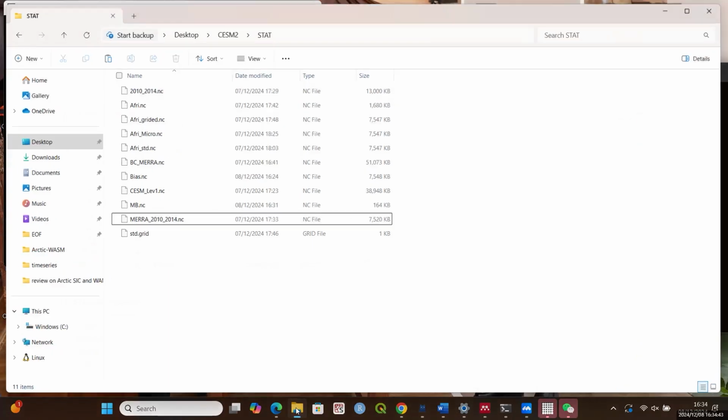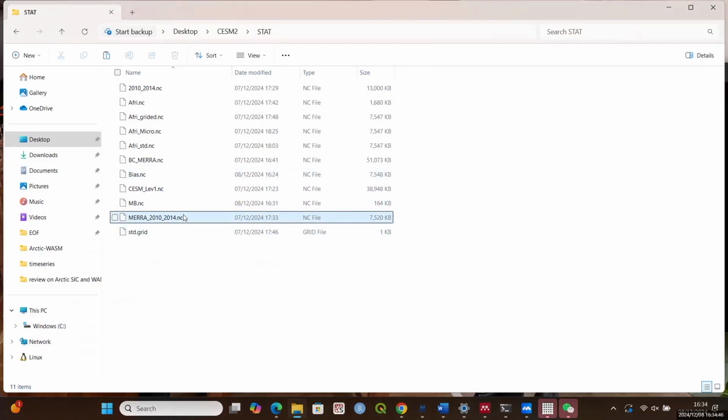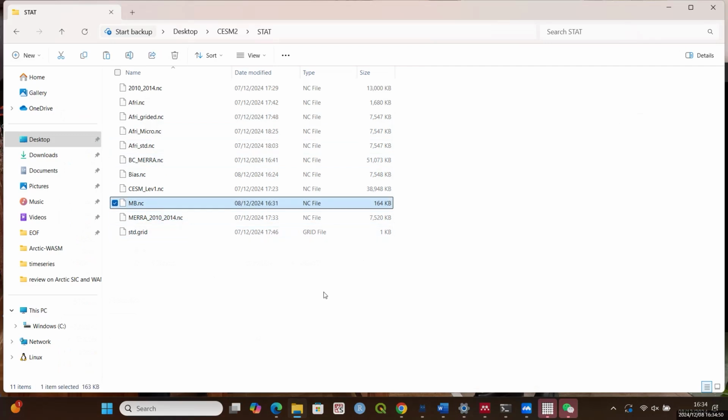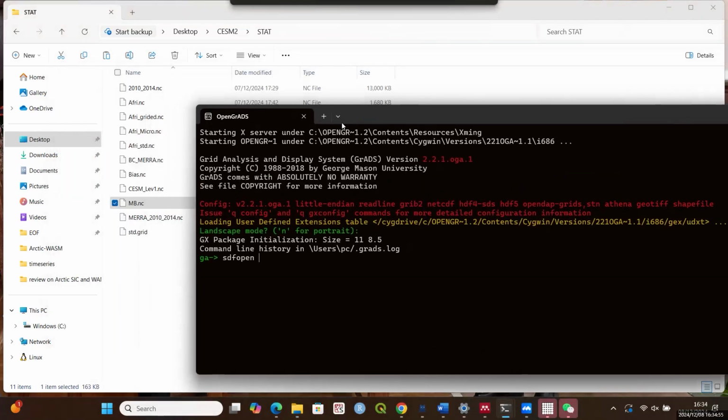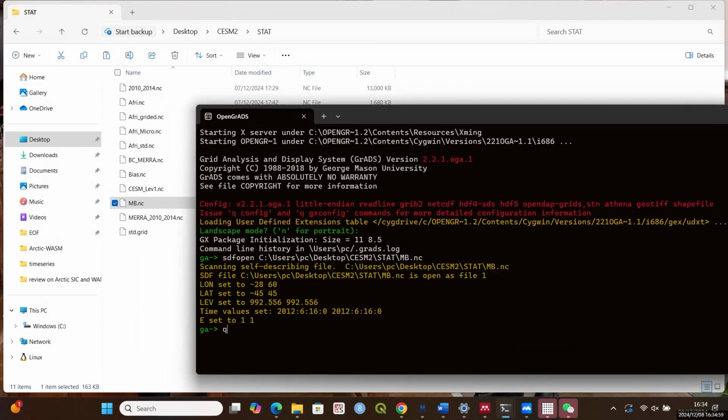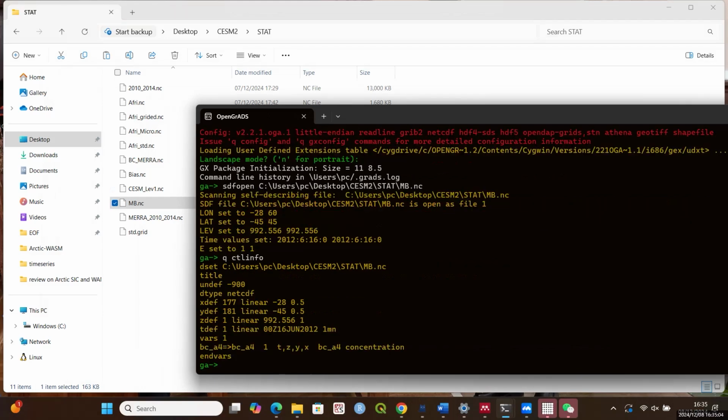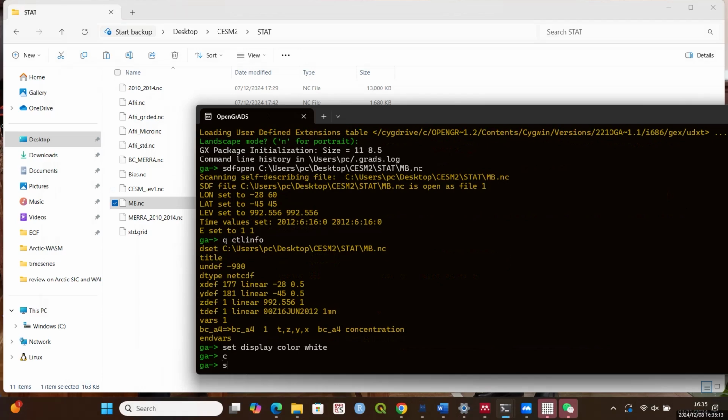SDF open. We calculated the mean bias, this one. CTL info. Okay. Set display color white, set GX out.